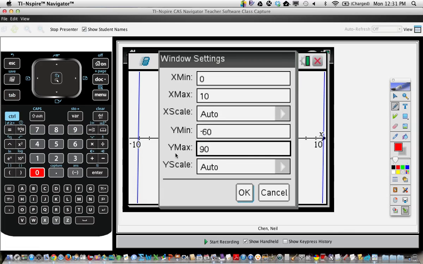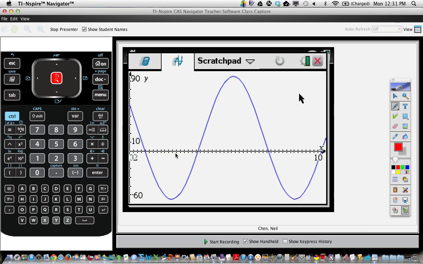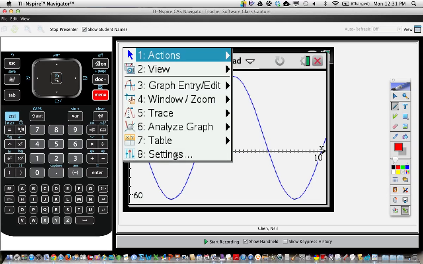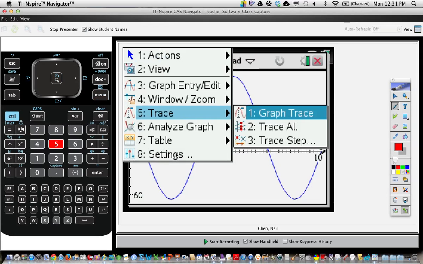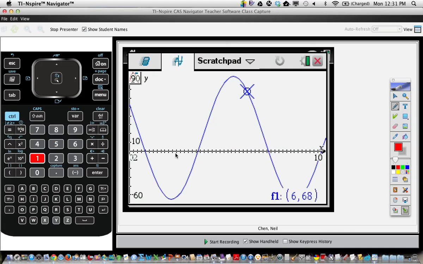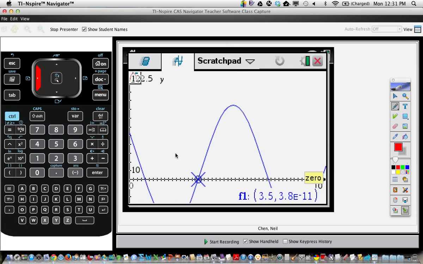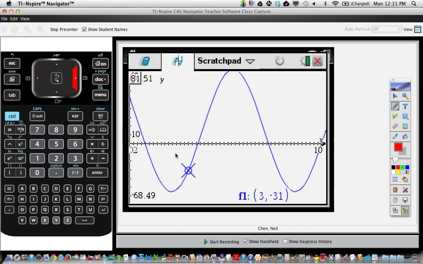I want everybody to be able to put in a function, set a window, and hit enter or click OK. So that makes sense: the temperature goes up, and in the winter it's cold, right? It might look something like that. Then I want you to be able to trace. I might ask you questions about it, like when is the temperature the highest? So we want to trace. We go to trace, graph trace, and it puts it right there, pretty close. Let's just hit the right arrow. Now it's jumping all around. What are you doing there?